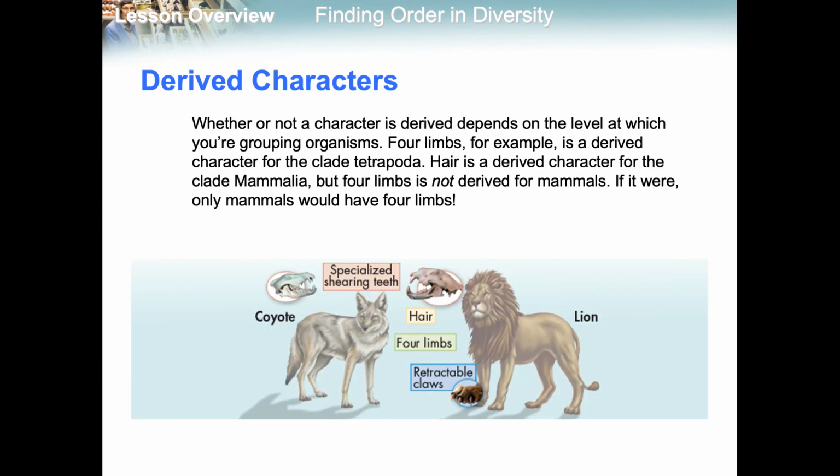So here we have Canis and we have Felis. So we have a lion and we have a coyote. Both these organisms have 4 limbs. They're tetrapods. So you see all 4 limbs here. They both have hair, so they're both part of the clade Mammalia. But 4 limbs is not derived from mammals. If it were, only mammals would have it.